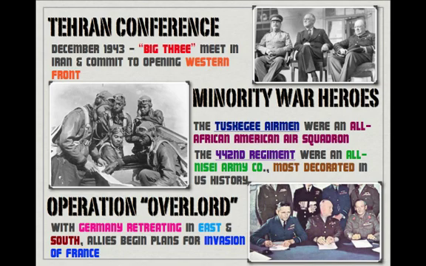So we have the Tehran Conference. This was December of 1943. The Big Three meet in Iran and they commit to opening the Western Front. And so this is what Stalin had wanted. Western Front meaning an invasion of Western Europe, primarily France.